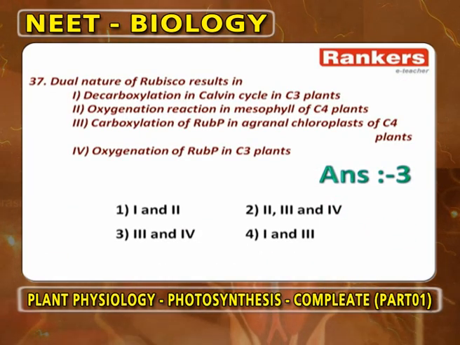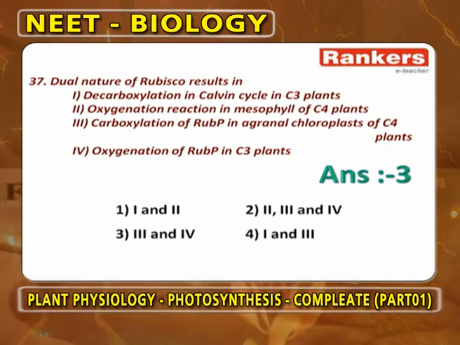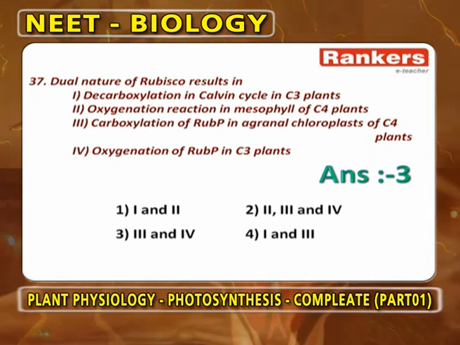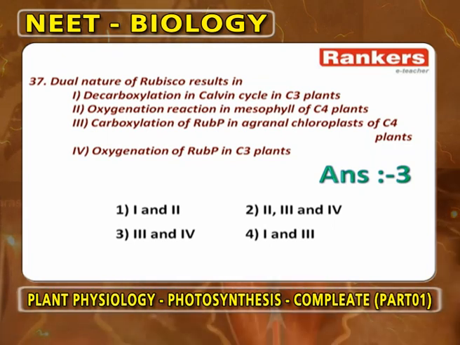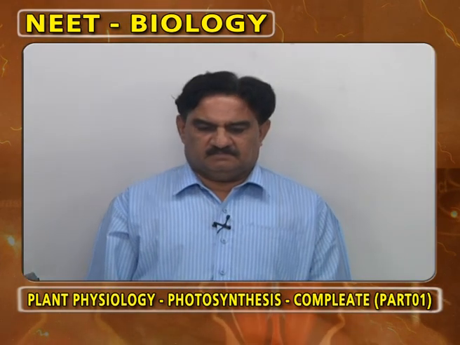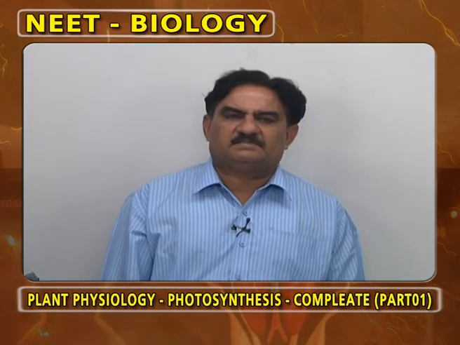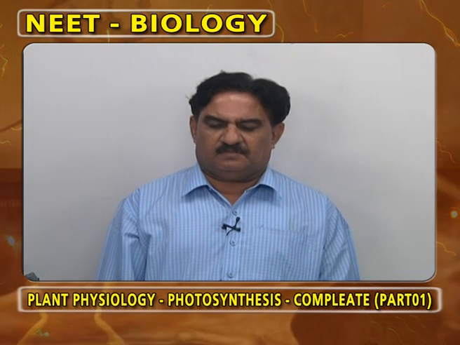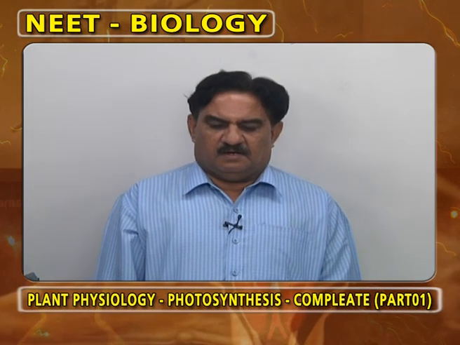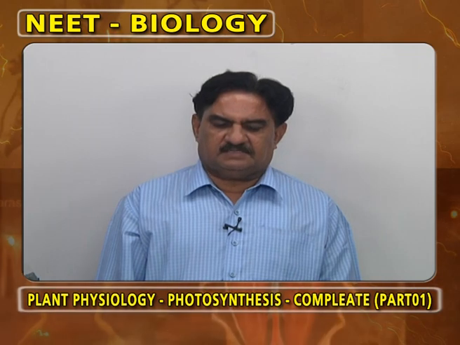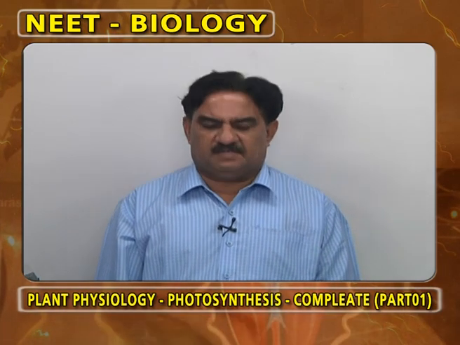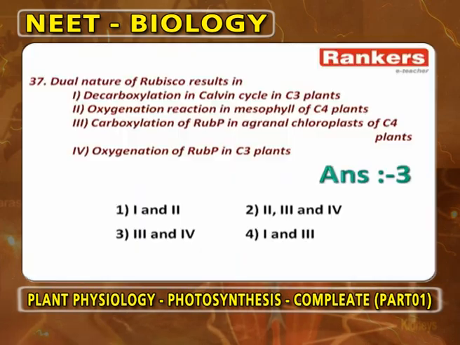The dual nature of RuBisCO resulting in decarboxylation of the Calvin cycle in C3 plants is wrong. Oxygenation reaction in mesophyll cells of C4 plants is wrong. Carboxylation of RuBP in agranular chloroplasts of C4 plants is correct. Oxygenation of RuBP in C3 plants is correct. Decarboxylation in the Calvin cycle of C3 plants is wrong. So the answer is 3 and 4.